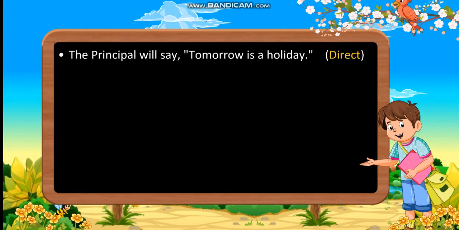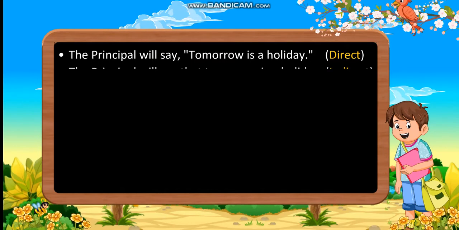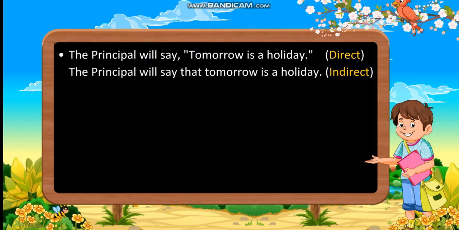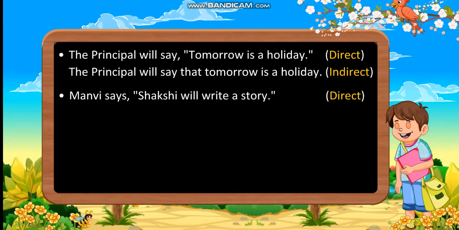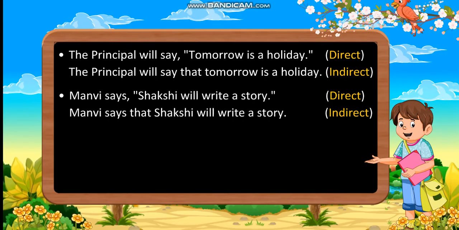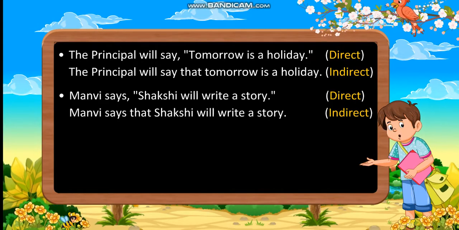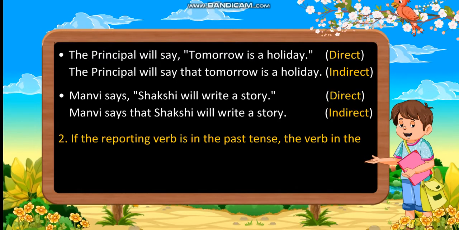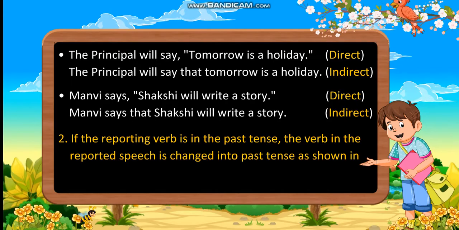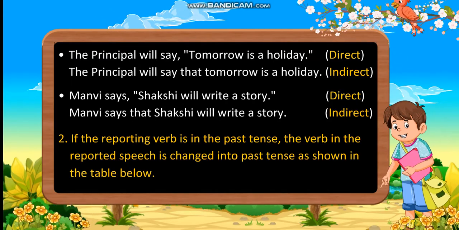Indirect. The principal will say, "Tomorrow is a holiday." Direct. The principal will say that tomorrow is a holiday. Indirect. Manvi says, "Sakshi will write a story." Direct. Manvi says that Sakshi will write a story. Indirect. Second, if the reporting verb is in the past tense, the verb in the reported speech is changed into past tense as shown in the table below.